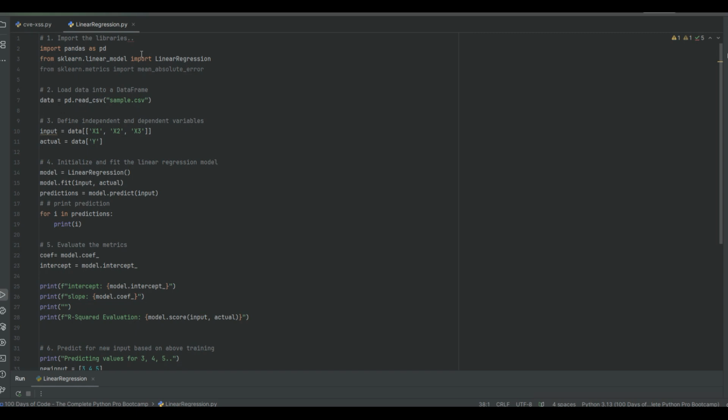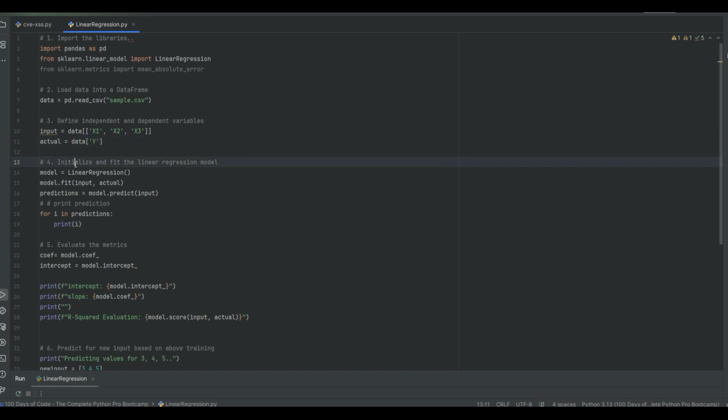Like we saw in the program summary, we are importing the libraries pandas and sklearn linear model for linear regression. And as a second step, we are loading the data from sample CSV, which we saw just now, into the data attribute. And we are defining what are the independent and what are the dependent variables. So x1, x2, x3 are the independent and they are put into the input attribute. Y is the dependent variable and it is put into the actual attribute. So we have values of y and we have values of x1, x2 and x3.